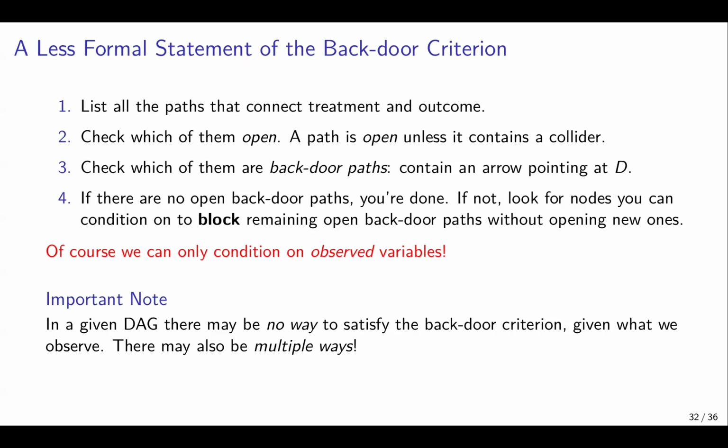If not, if there are some open backdoor paths, then you've got to look for nodes that you can condition on to block the remaining open backdoor paths without opening any new ones. And of course, the trick here is that we can only condition on observed variables. In a given DAG, there may be no way to satisfy the backdoor criterion. If so, that's life. That's a pity. It's just that what we observe can't allow us to carry out a successful selection on observables strategy, but there may also be multiple ways to do it.